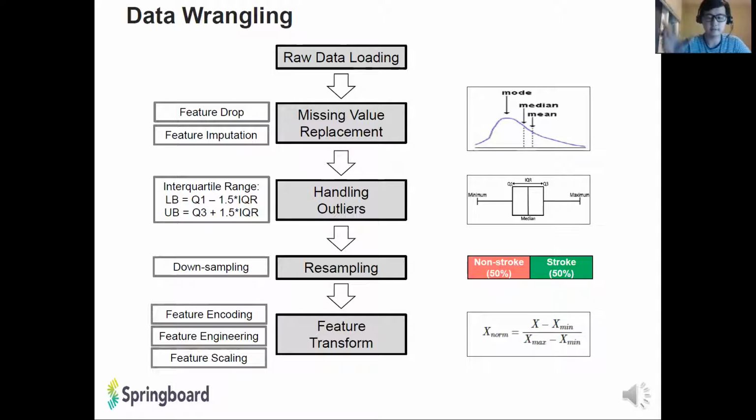So first, let me highlight this into five major steps. First, we load the raw data into Python as a data frame. And second, we need to treat missing value replacement. Depending on the situation, there are two main methods to deal with it.